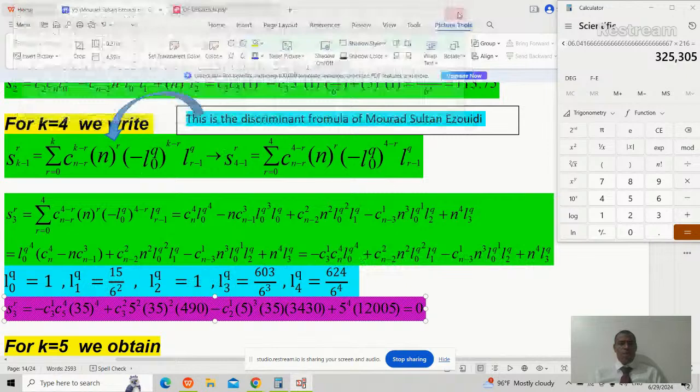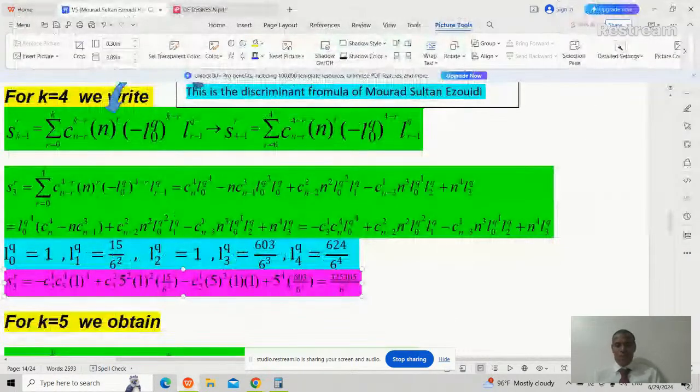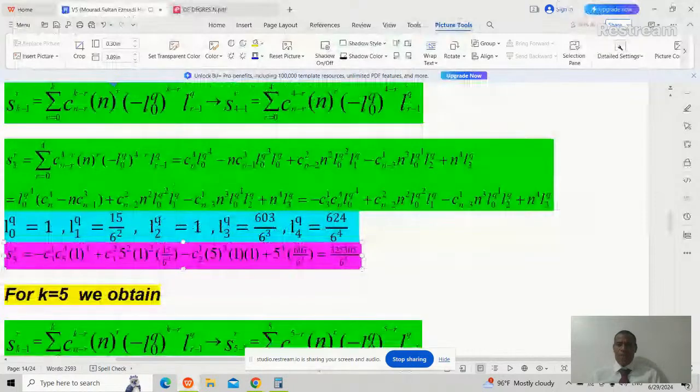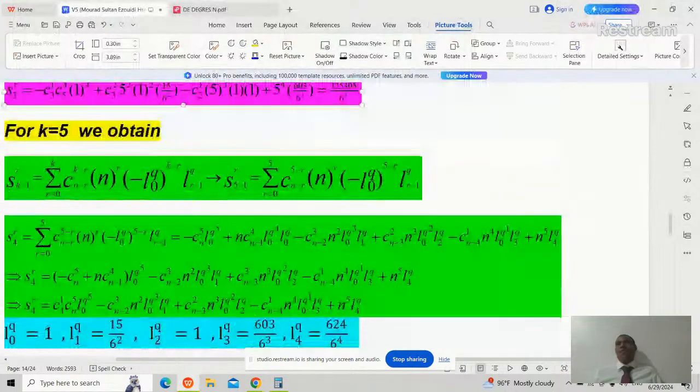You can note that all the S(k minus 1) are different to 0 except S0. Now I will continue, learners. I want now to find the last value of S(k minus 1), where k equals 5. I will replace k equals 5 in my discriminant formula. This is the formula: S(k minus 1) for the q equals the sum over r from 0 to k of combination n minus r choose k minus r, n raised to the power r times minus L0 for the q raised to the power k minus r times L(r minus 1) for the q.